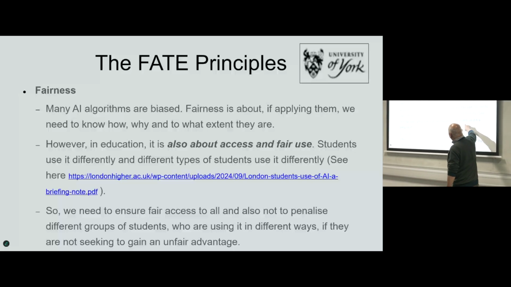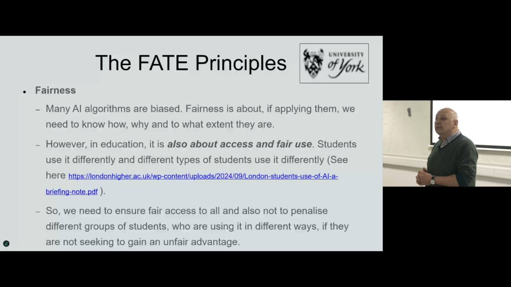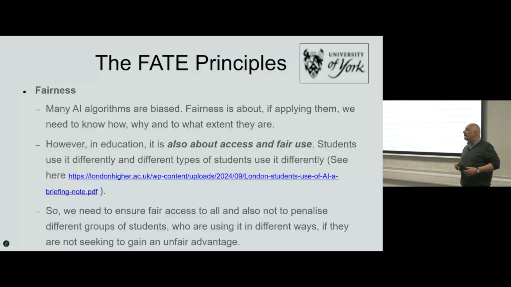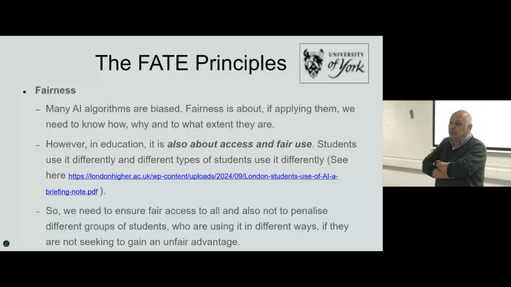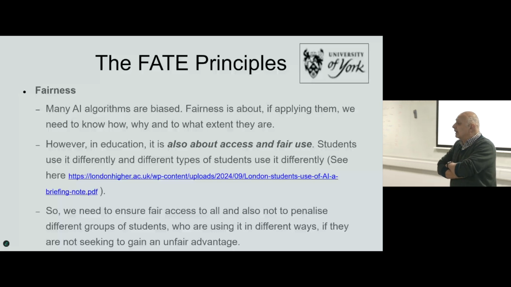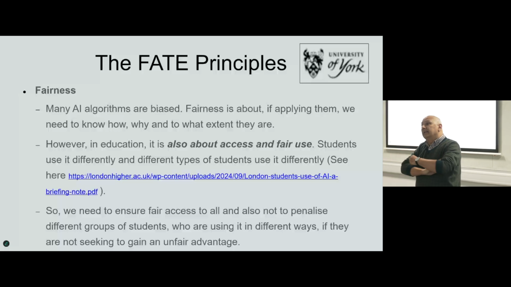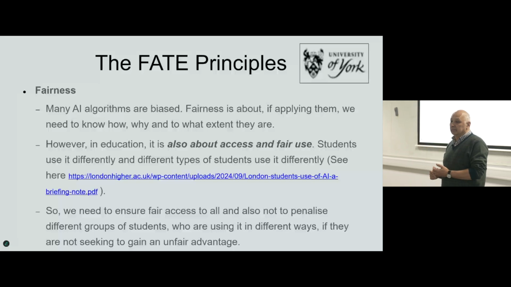So there was a recent study last year where they looked at students at universities in London and their use of AI. And what they found was that different groups of students use AI differently for different purposes. Some of the biggest users were, unsurprisingly, international students. And what they were using it for were things like translation, spell checking, grammar checking. What they did find in this survey was that most students weren't wanting to cheat.